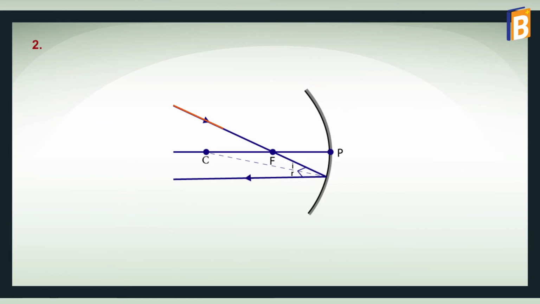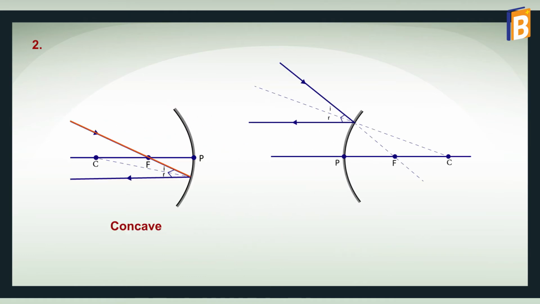Now see the second condition. A ray passing through the principal focus of a concave mirror, or a ray which is directed towards the principal focus of a convex mirror, after reflection will emerge parallel to the principal axis.